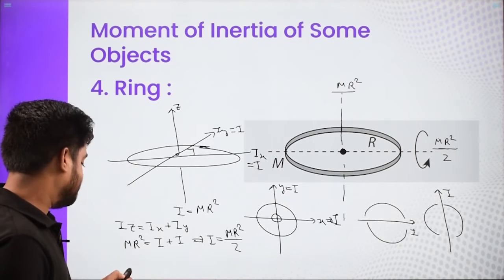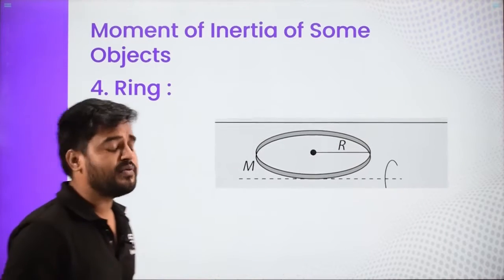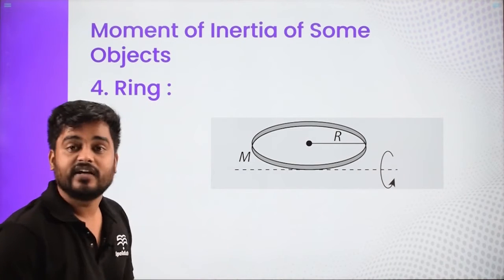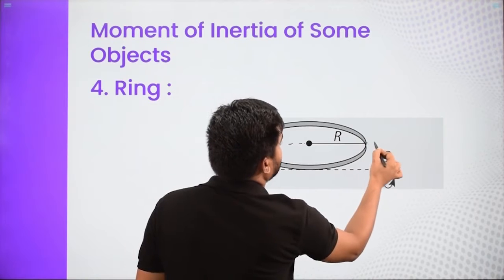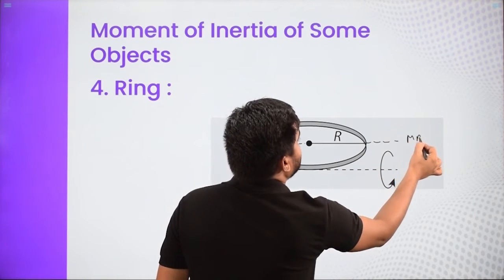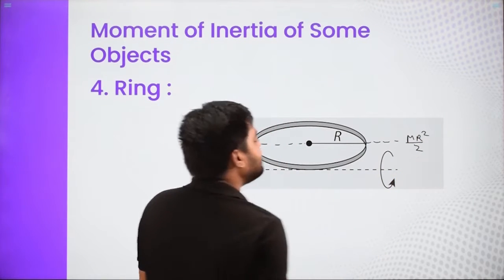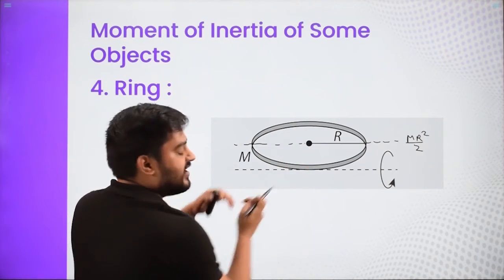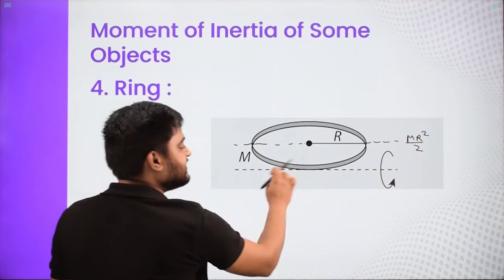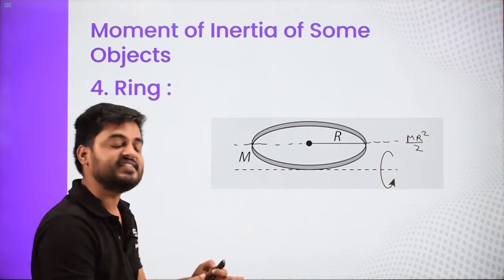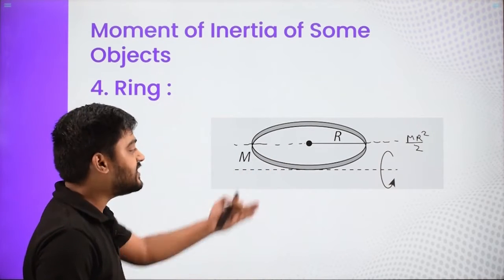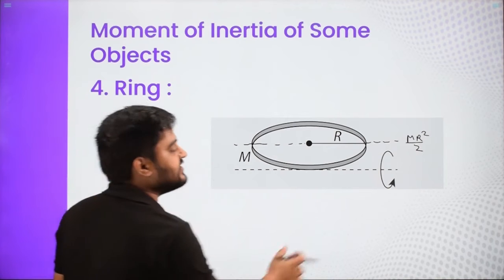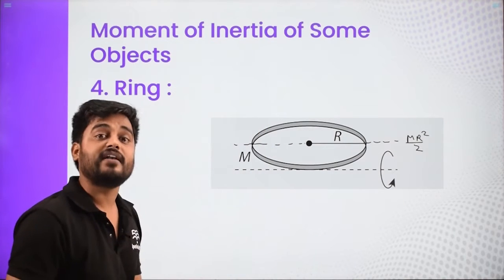So this is again, we are going to talk about ring only, but the axis is different. So just now we found that moment of inertia about this axis was mr square by 2. Now see, this is an axis which is parallel to another axis. So this axis is another axis which is just touching the circle, touching the ring, and it is lying in the same plane. So this is parallel to that diametrical axis. So here we are going to apply parallel axis theorem.